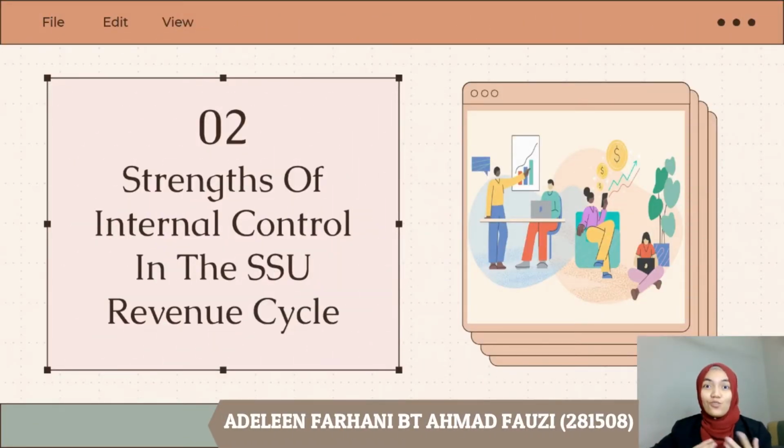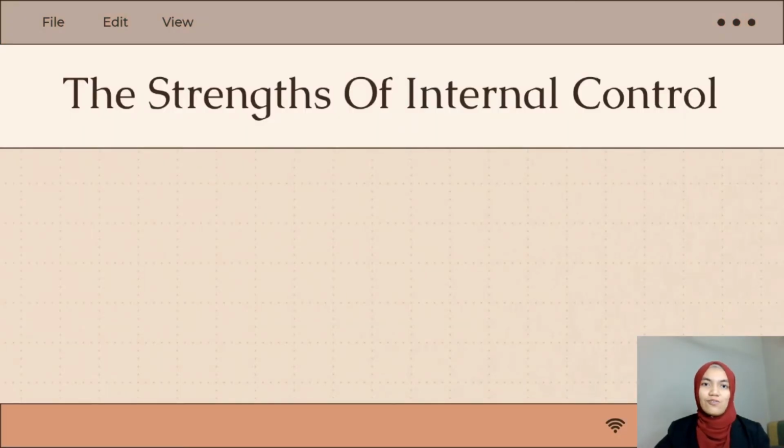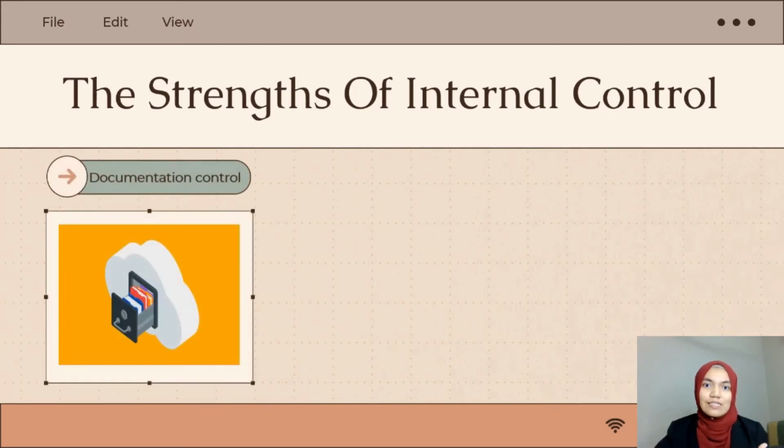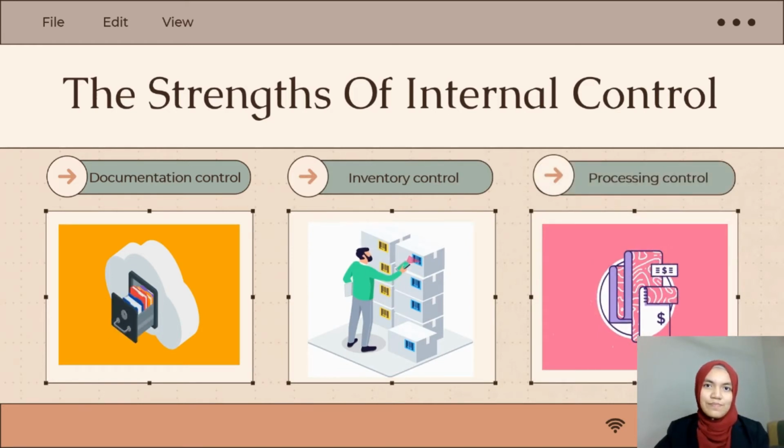Assalamualaikum and good day. So today I will continue the presentation with the subtopic 2, which is the strength of internal control in the SSU revenue cycle. So there are 3 strengths of internal control: the first one is the documentation control, the second is the inventory control, and lastly is the processing control.